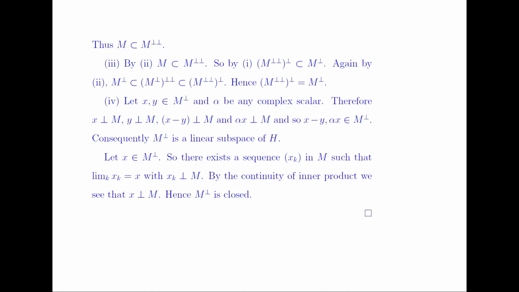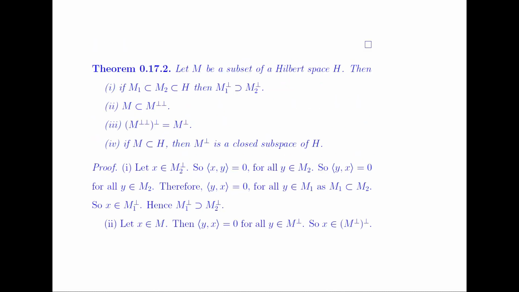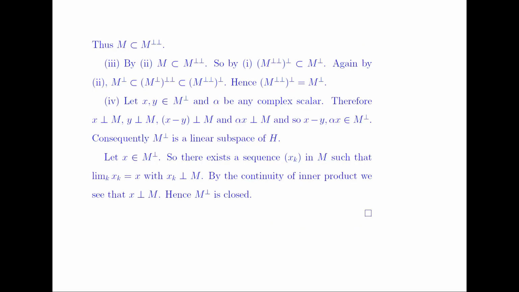M perpendicular perpendicular. So now we have to prove the third result, which is that the triple orthogonal complement is equal to the orthogonal complement. So by two, we have M is a subset of M perpendicular perpendicular. So by one, the orthogonal complement of this term is a subset of the orthogonal complement of M. So again, by two, the orthogonal complement of M is a subset of this, which is a subset of this part, and hence the orthogonal complement of M perpendicular perpendicular is equal to the orthogonal complement of M.